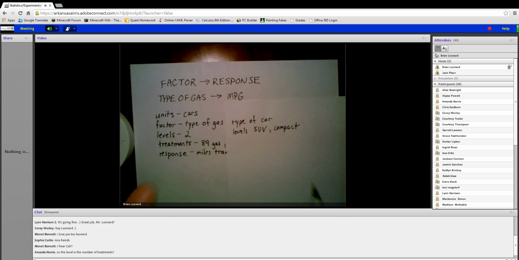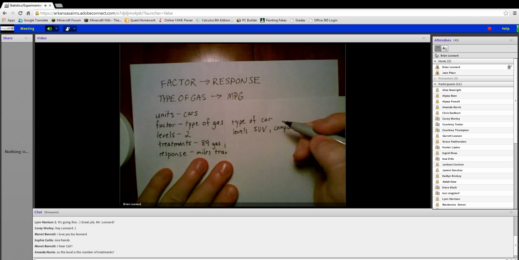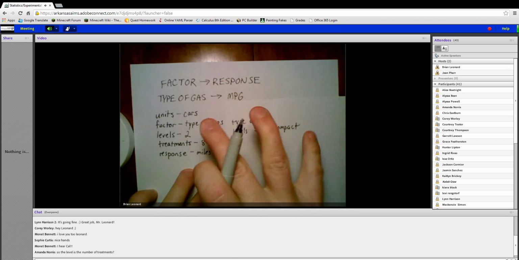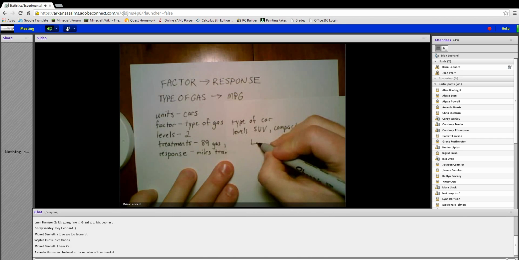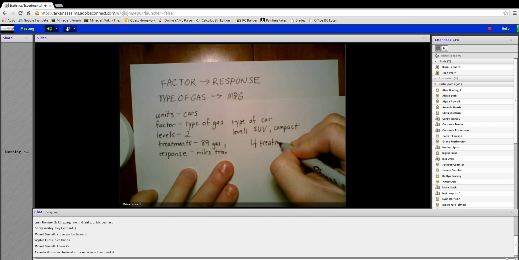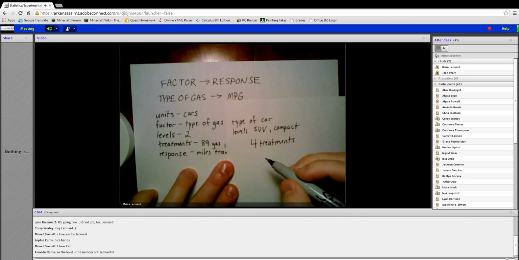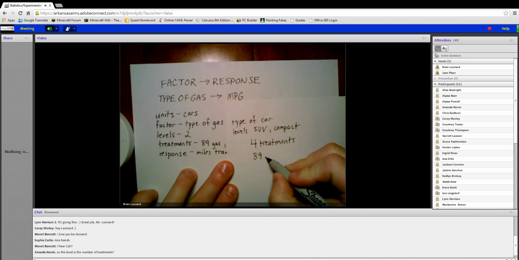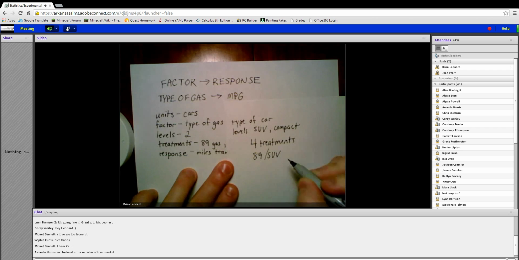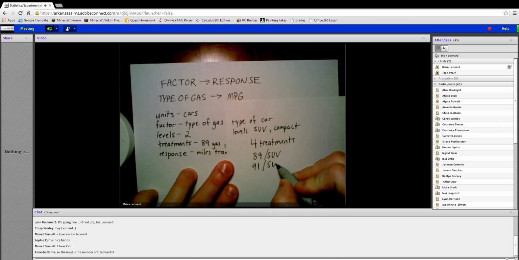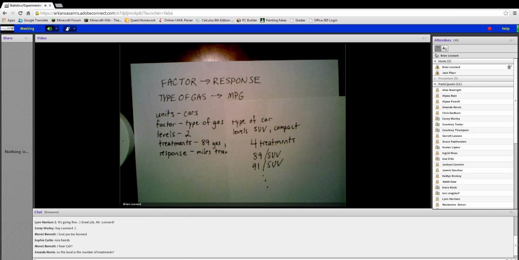So when we look at treatments, a treatment is the specific application to the unit. For instance, this modified experiment would have 4 treatments, because we give it the 89 gas and an SUV. We give the 91 gas and an SUV. We give it, and you get the point from here, right? Okay, so hopefully that addresses that question.